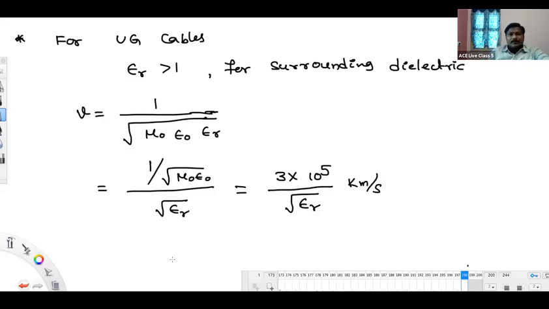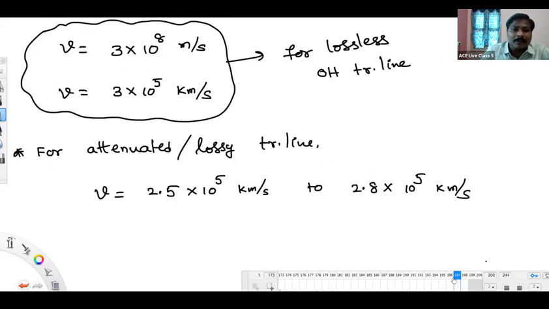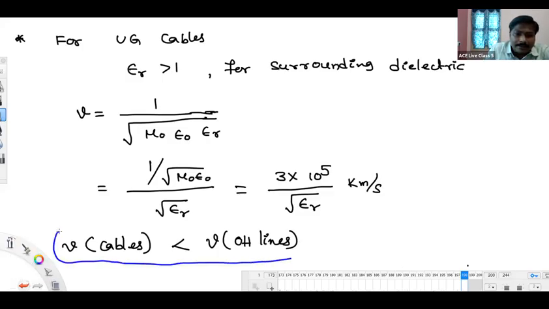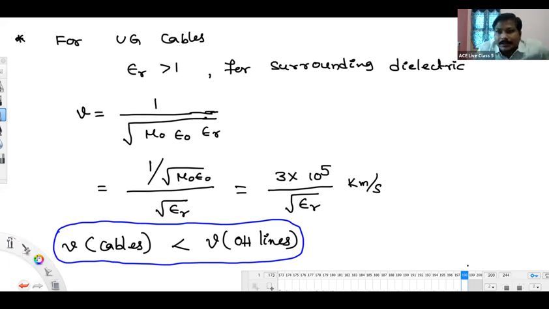Obviously, epsilon r is greater than 1. As epsilon r is greater than 1, definitely velocity of the wave in the cables will be less compared to velocity of the wave propagation in the overhead lines. Velocity of wave propagation in the cables will be definitely low compared to velocity of wave propagation in the overhead transmission lines.